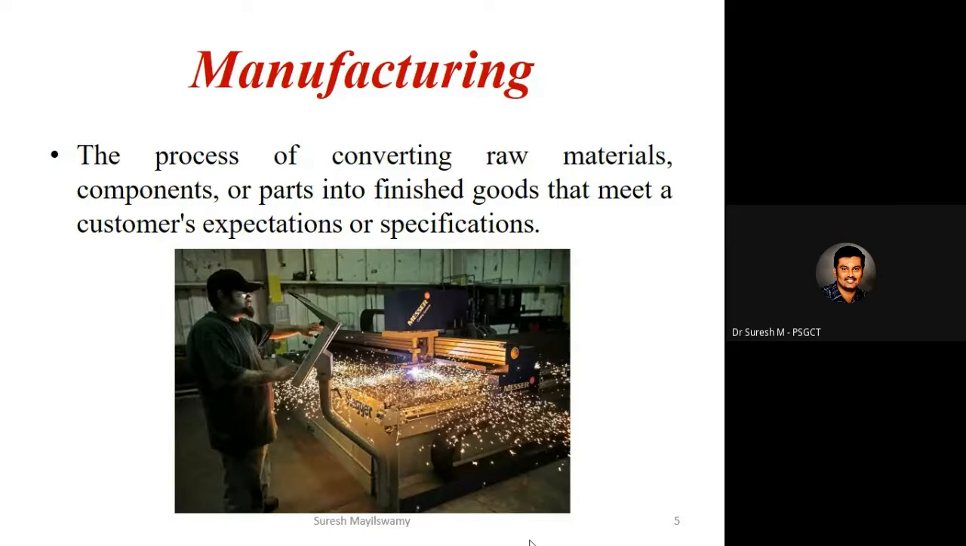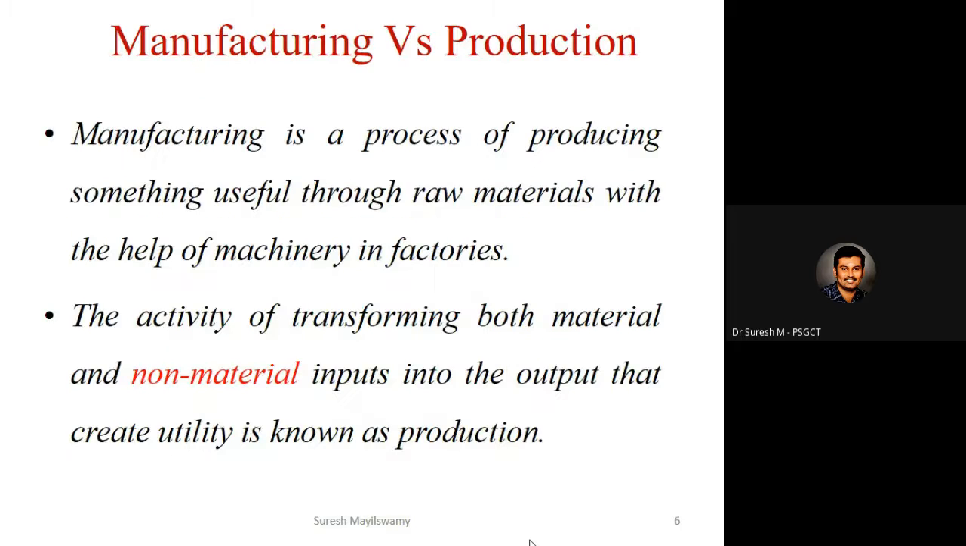And there is a huge difference between the manufacturing and production. The activity of transforming both material and non-material inputs into the output that creates utility is known as production. So here, manufacturing concentrates only on the material conversion of raw material into finished goods. But production is concentrating on material as well as non-material. Non-material, in the case of design, process planning, inspection. So these all come under the category of non-material. So this is the difference between the manufacturing and production system.